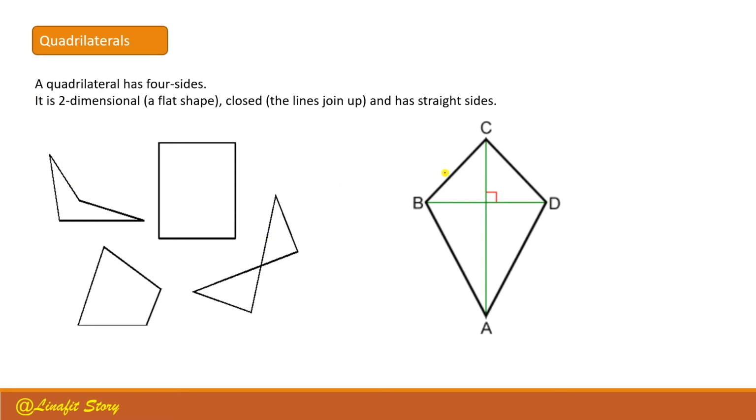Look at this quadrilateral ABCD. So there are 4 vertices, 4 straight line segments as its sides, and also it has 4 interior angles. BD is called a diagonal of the quadrilateral ABCD. CA is also a diagonal of this quadrilateral ABCD.